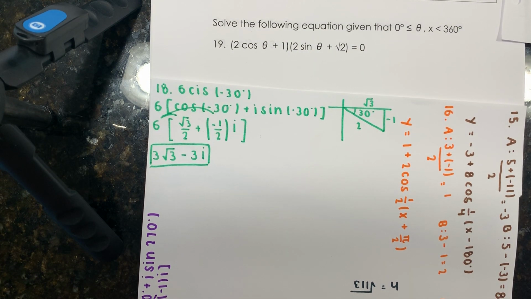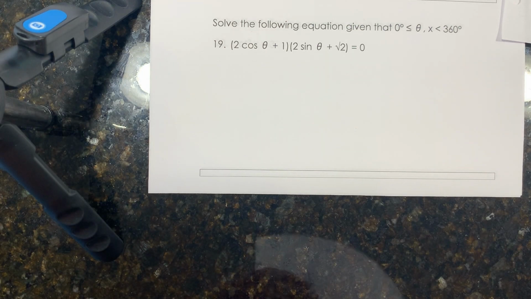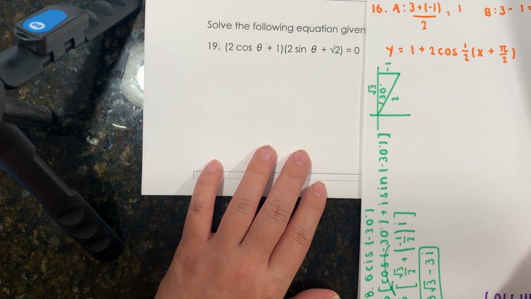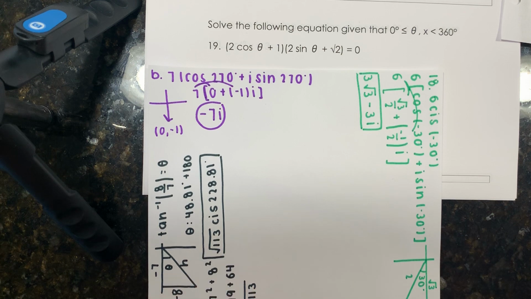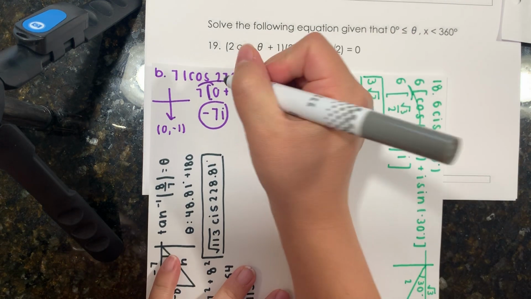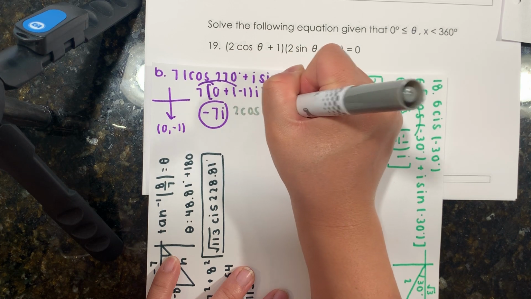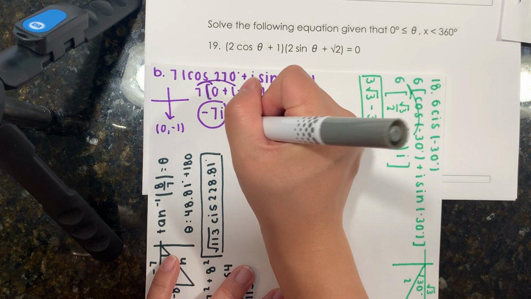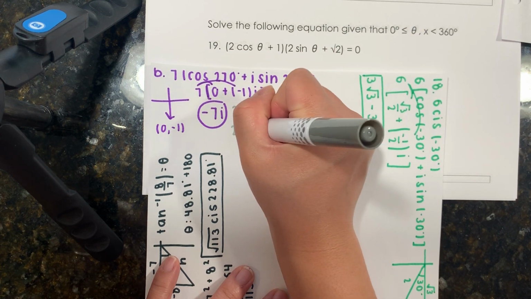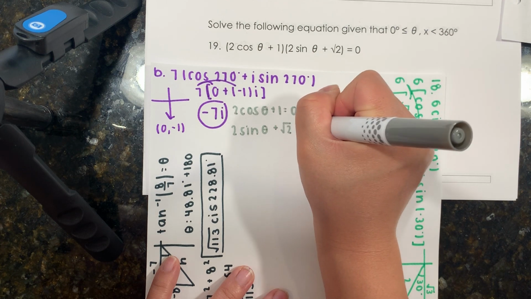Now moving on to number 19. This is luckily already factored for us. So all we need to do right here is actually to set each of these parentheses equal to 0. Let's go right here. So I'm going to set the 2 cosine theta plus 1 equal to 0. And then I'm going to set the 2 sine theta plus √2 equal to 0.